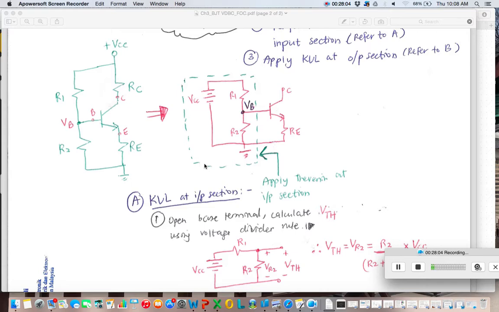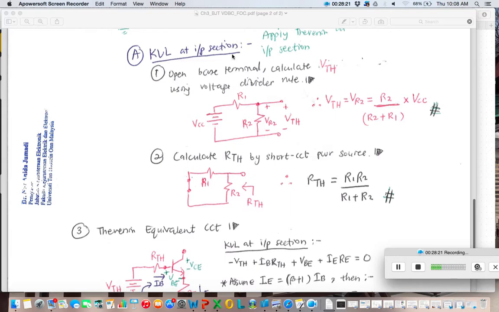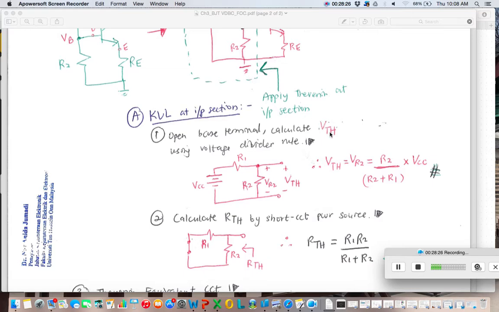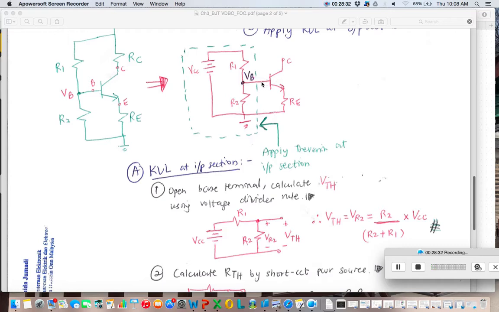For the dashed line here, you need to apply Thevenin by looking from this side, this direction. How to solve it? KVL at the input section. You need to open the base terminal and then calculate VTH using the voltage divider rule. Very simple. You disconnect the BJT and RE, because we are looking from this direction, so we disconnect all of it.